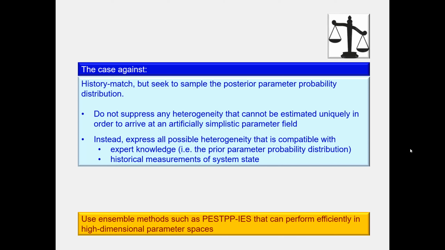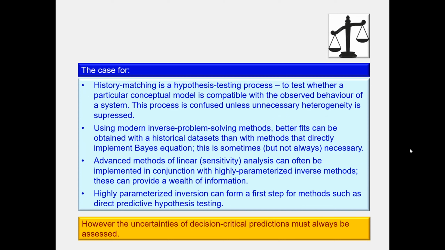Now there's quite a valid argument to say, let's not calibrate, let's just go straight to Bayes' equation. However, there are still some arguments for doing calibration, for coming up with a minimum error variance solution to the inverse problem, notwithstanding the somewhat abstract nature of the parameter field that we come up with. I've just got 4 here.